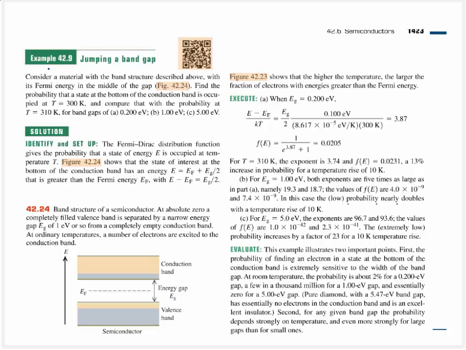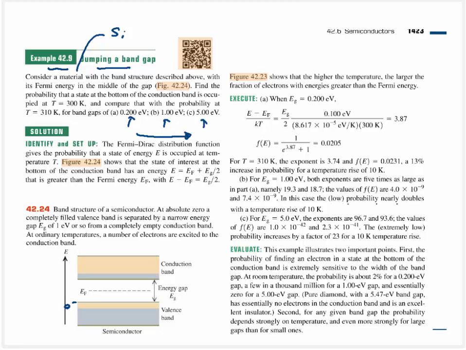So let's take a quick look at example 42.9, where we're going to jump the band gap inside of a semiconductor. Examples of semiconducting materials might be something like silicon or germanium. We can also jump the band gap by messing around with the temperature. We're given a couple different band gaps, and what we're going to find is that as we increase the band gap energy, it's going to become harder and harder to jump that band gap.